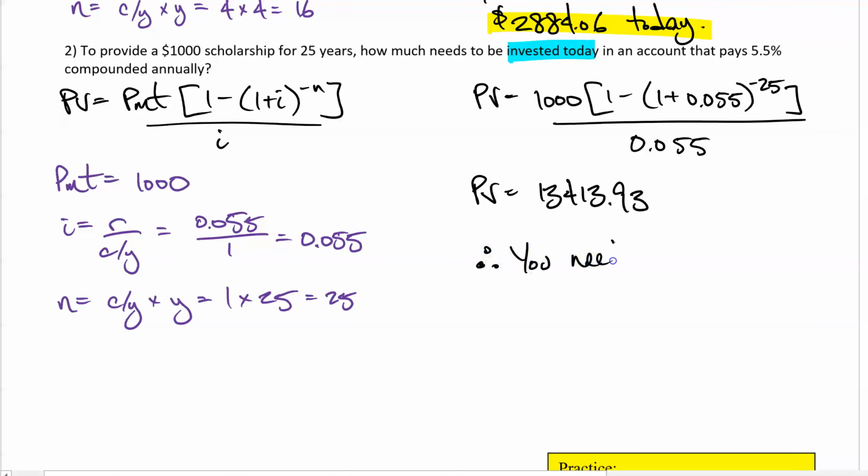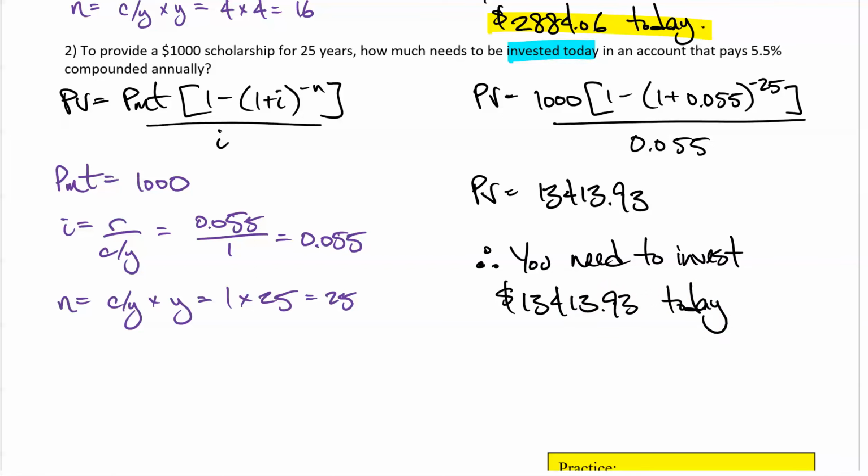you need to invest $13,413.93 today in order to receive $1,000 payments, $1,000 scholarships, to take out $1,000 payments once every year for 25 years. Now let's just do the math. $1,000 a year for 25 years is $25,000. But I mean, if you didn't have time to save and you're like, I got to do this right now because I don't have any time to save, well, then it will cost you $25,000.